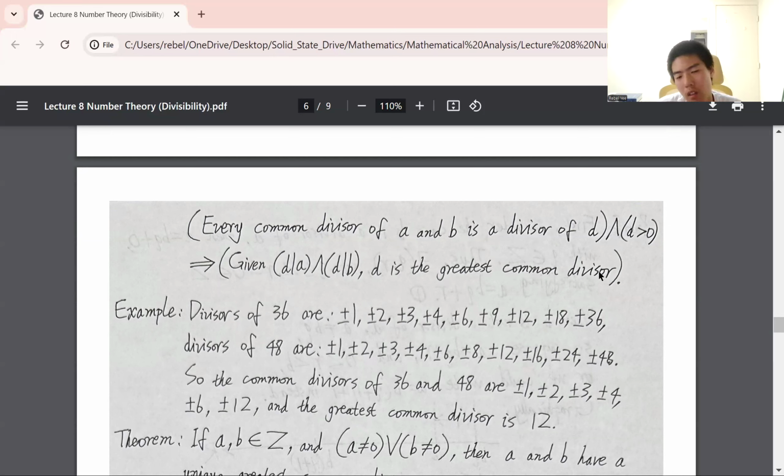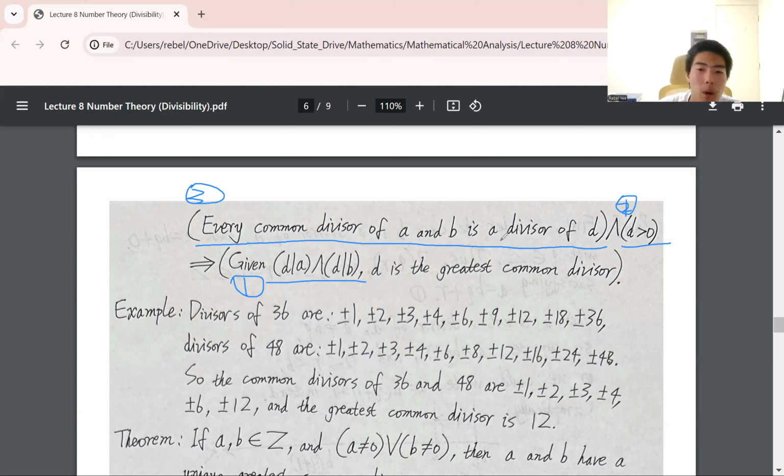So there are three assumptions to make some integer the greatest common divisor of two other integers. The first one is this condition: it must be a common divisor, right? The second one is it must be a positive number. And the third one is that every common divisor of A and B is a divisor of D, which means D is a multiple of all of A and B's common divisors.